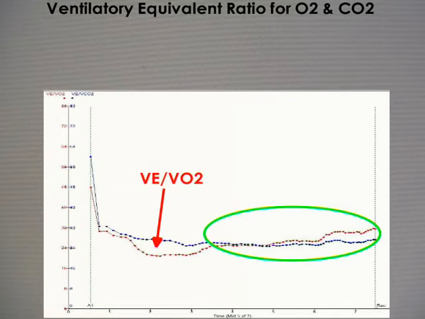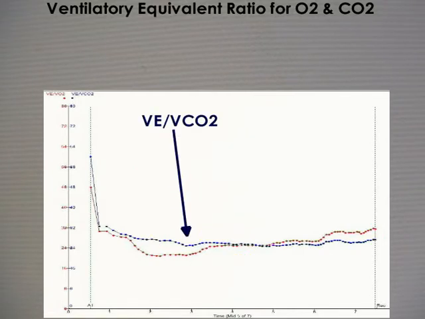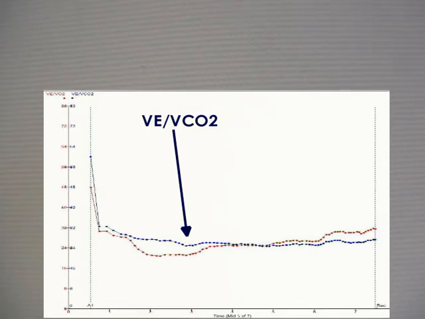The VE over VO2 can also be used as an index of ventilatory efficiency. If the subject's lungs are very efficient at gas exchange, the subject will not need a very high VE for a given VO2. The ventilatory equivalent ratio for carbon dioxide is calculated by dividing VE by VCO2.